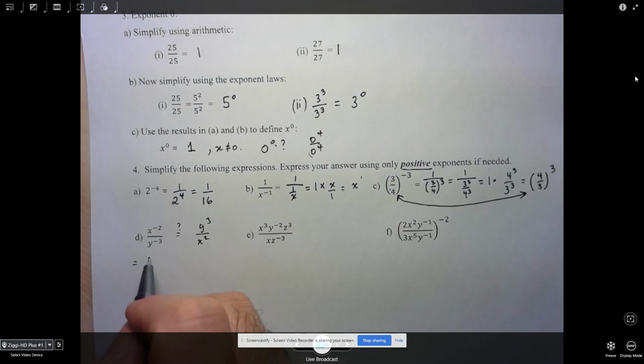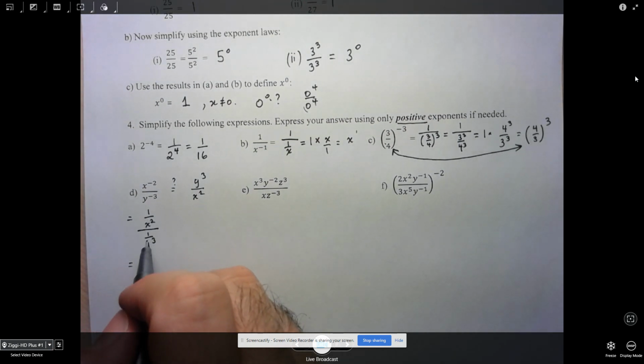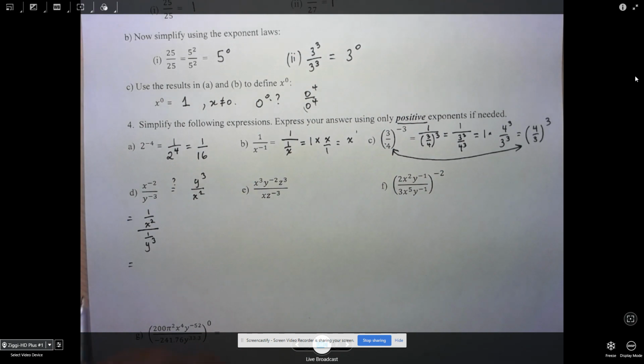Well, x to the negative 2 is 1 over x squared, divided by y to the negative 3, which is 1 over y cubed. And as before, what are we doing? We're dividing fractions, so that's the same as multiplying by the reciprocal of the denominator. So this is the same as 1 over x squared times y cubed over 1. And lo and behold, what do we end up with? We end up with y cubed over x squared.